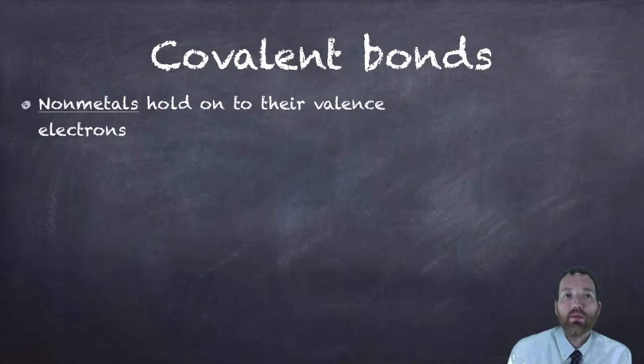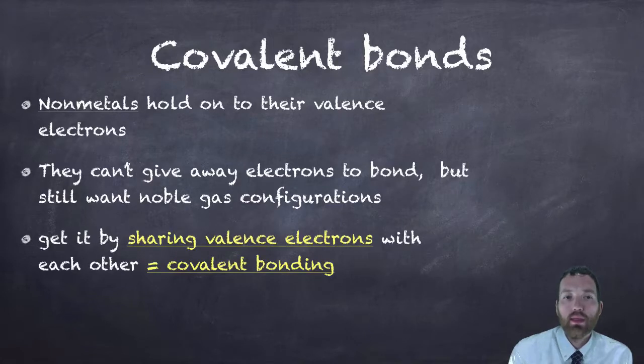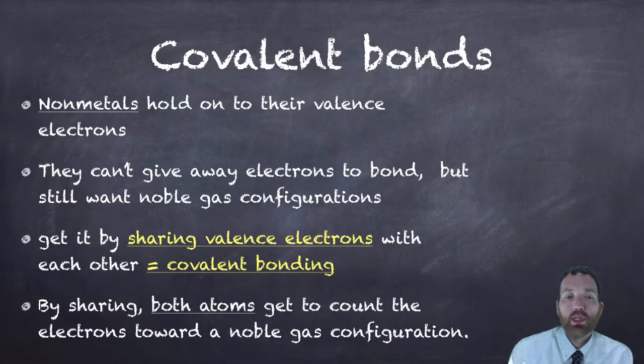Nonmetals hold on to their valence electrons pretty strongly. They have a lot of protons. They're further to the right on the periodic table, so they have a strong electronegativity. They can't give away electrons to a bond because they're holding on to them. They have that strong electronegativity, but they still want that noble gas configuration. And they get this by sharing valence electrons with each other. When you think of sharing electrons, you need to think covalent bond. By sharing these electrons, both atoms get to count the electrons towards their noble gas configuration.